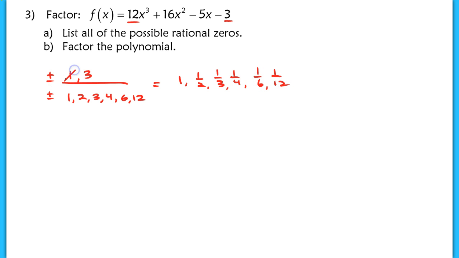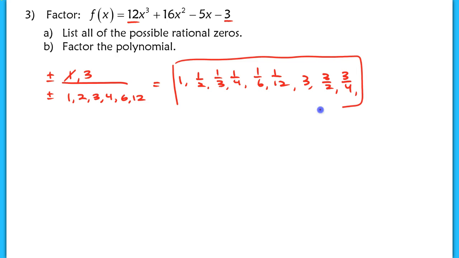And then that takes care of all the 1. Now I divide out the 3 here by all of these in the denominator, and I end up with 3 halves. The 1 is repeated, 3 fourths is a new value, 3 sixths is repeated again because that's 1 half already, and 3 twelfths is the same as 1 fourth. So this is the complete list here. I need to make sure I have that positive and negative out in front.